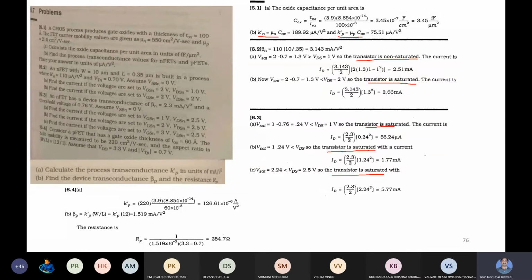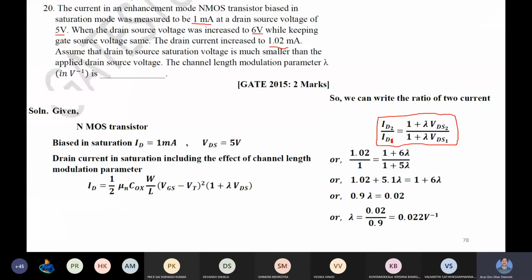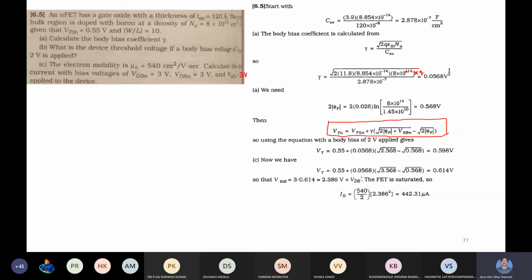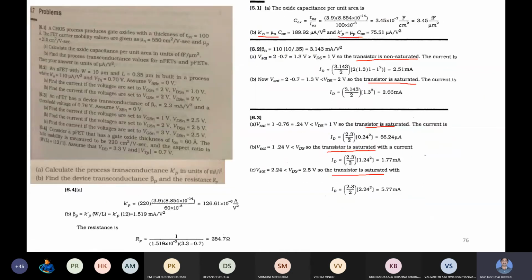So these were some problems related to the current equation. Now there is one more problem, which is capacitance related, like here. In this first problem, calculate the oxide capacitance per unit area and find the process transconductance parameter of NFET and PFET. Here the oxide thickness is given, mu n is given, mu p is given.